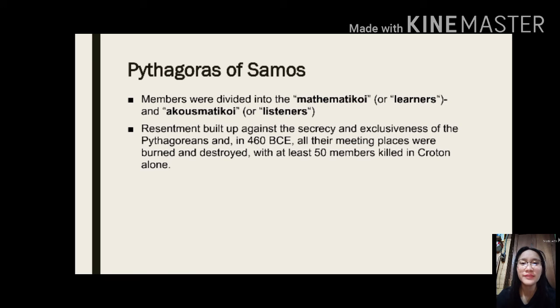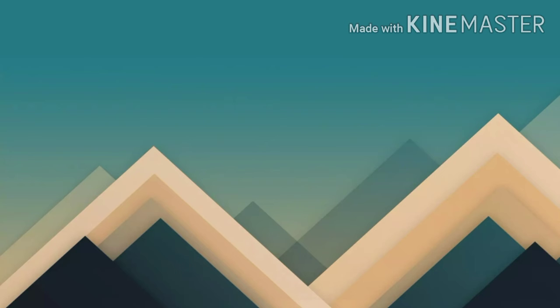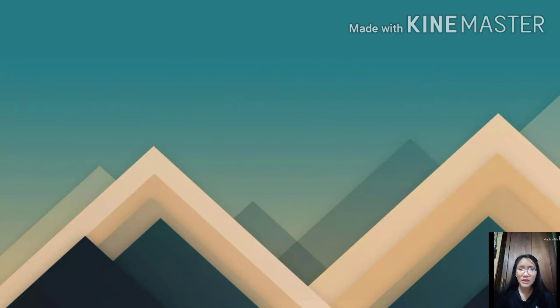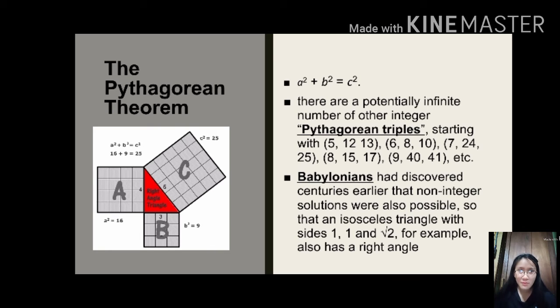The secrecy and exclusiveness of the Pythagoreans resulted in jealousy from others, which led to the burning and destruction of their meeting places. We have here the works of Pythagoras: the Pythagorean theorem, number theory, and music theory. We all know the Pythagorean theorem, right? It states that the square of the length of the hypotenuse is equal to the sum of the squares of the other two sides, or the legs. So it is written as a squared plus b squared is equal to c squared. It is not clear whether Pythagoras definitely proved it or merely described it.